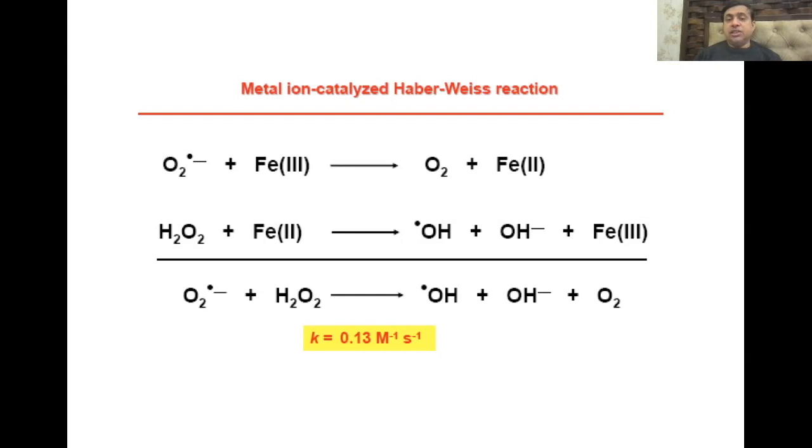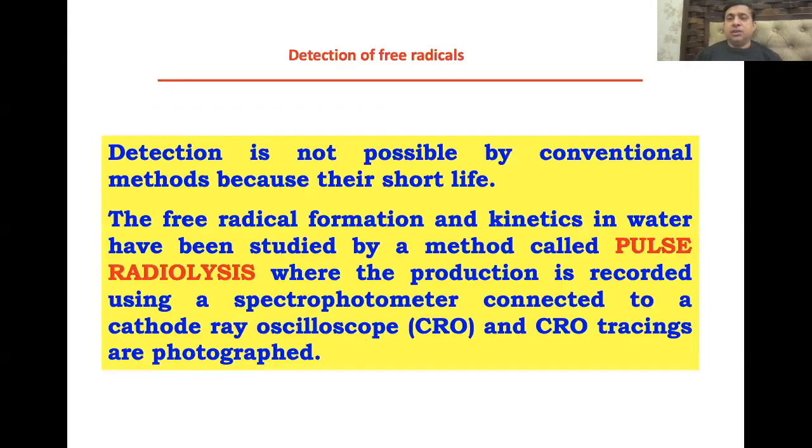So the overall reaction is basically that the superoxide radical reacts with hydrogen peroxide and leads to the formation of a hydroxyl radical, a hydroxyl ion, and an oxygen. This reaction is called the Haber-Weiss reaction, and it is very, very important because it is catalyzed by transition metal ions, especially iron. The Fenton reaction also plays a critical role in the generation of radical species. Although the rate constant value is quite low as compared to the reactions we discussed on the previous slide, the possibility is there for the generation of free radicals due to the Fenton reaction.